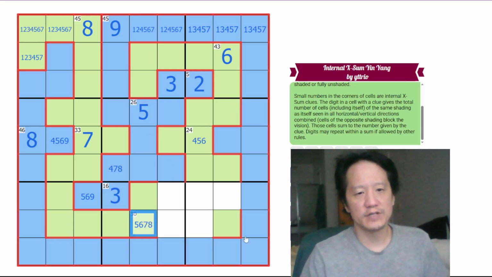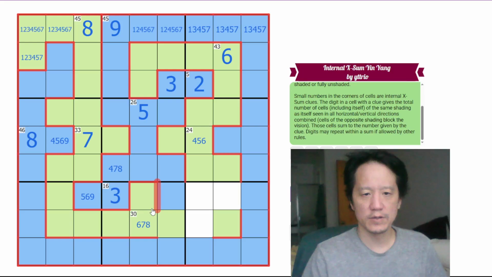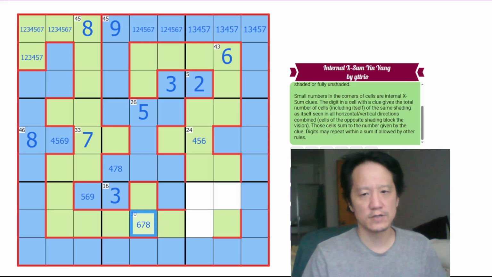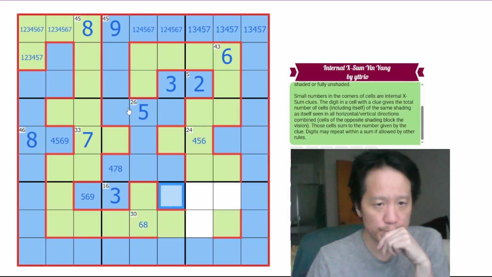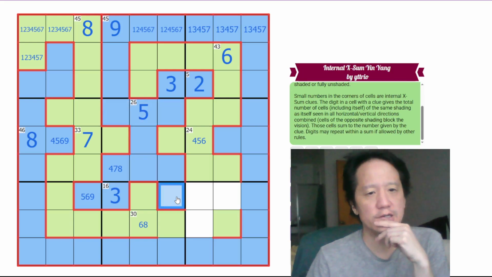This 5 eliminates 5 here, so this is at least 6. So this green must go this way, which means this can't be green because of the 2 by 2 area. So this is blue. This cannot be 7 ever, because if it's just 7, it would extend 1, 2, 3, 4, 5, 6, 7, and it would have to connect to 8. So this is 6 or 8 here. This sees 5, and it adds up to 26.